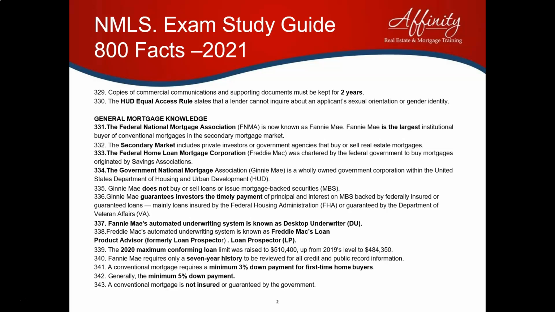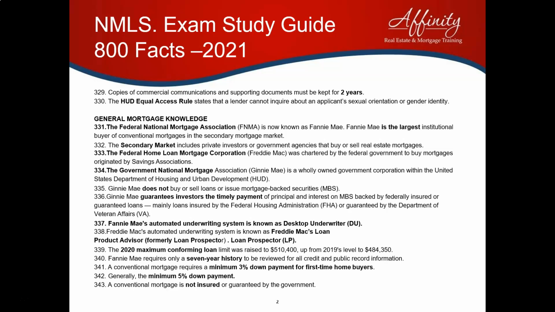Let's talk a little bit here about general mortgage knowledge. The Federal National Mortgage Association is known as Fannie Mae. Fannie Mae is the largest institutional buyer of conventional mortgages in the secondary mortgage market. The secondary market includes private investors or government agencies that buy or sell real estate mortgages. The Federal Home Loan Mortgage Corporation, Freddie Mac, was chartered by the federal government to buy mortgages that originate in savings and loan associations. The Government National Mortgage Association, or Ginnie Mae, is a wholly owned government corporation within the United States Department of Housing and Urban Development, HUD.